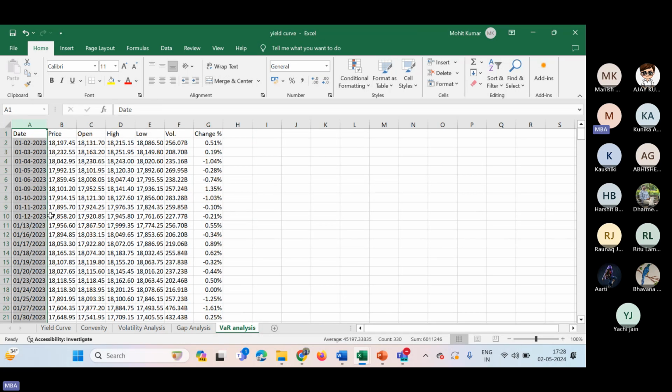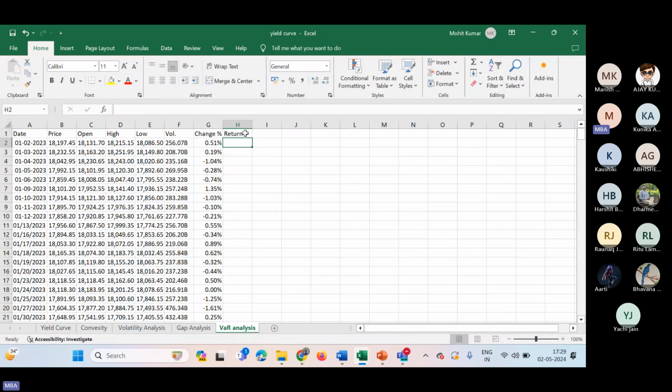You can delete this also. One more thing I want to tell you here: you will see open price, high price, low price, but we generally don't take those. We take the closing price here. This is the closing price. So the first step in the volatility analysis is to calculate the return. So this is the return.